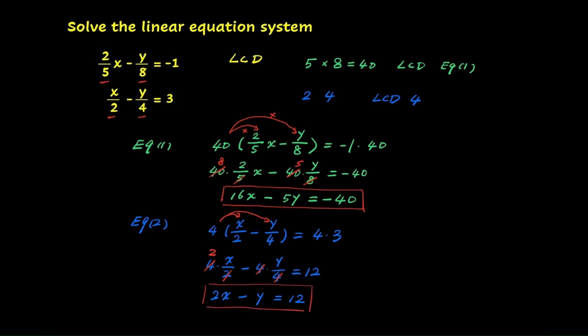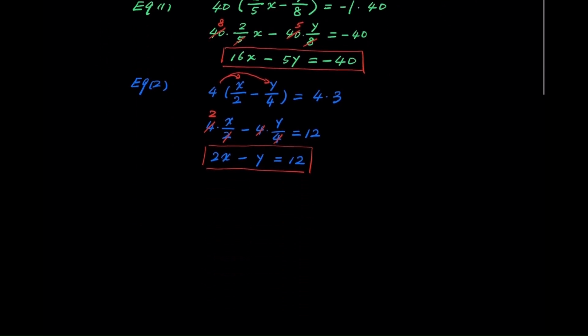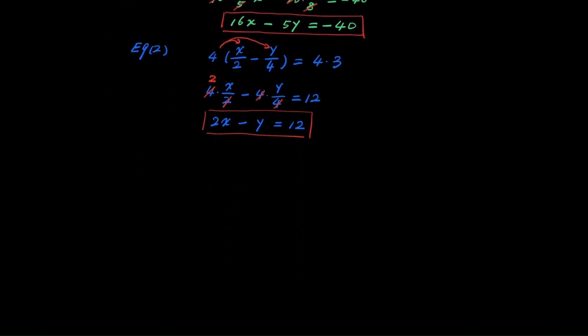Now there are no more fractions in these two equations, and this is going to be a much easier system to work with. Now let's write them together down here. For the first equation, we have 16x minus 5y equals negative 40. And for the second equation, we have 2x minus y equals 12. First, let's try to solve it using the substitution technique.